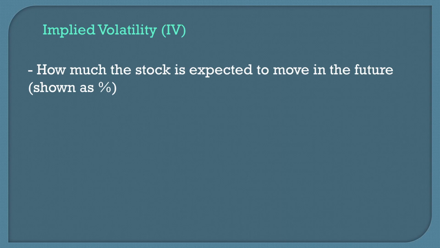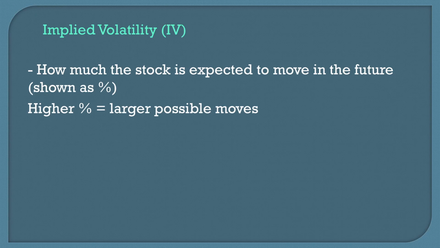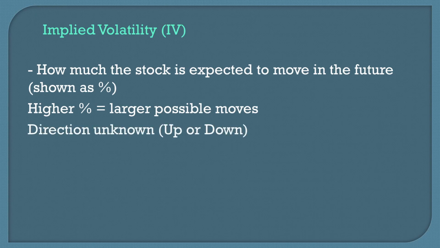So how to read IV is, the higher the IV percentage, the larger the possible move. A 40% IV suggests a larger move compared to a 20% IV. But keep in mind that this is only a possibility. The stock might make a smaller or larger move than the range indicated by implied volatility. This move can also happen in either direction.